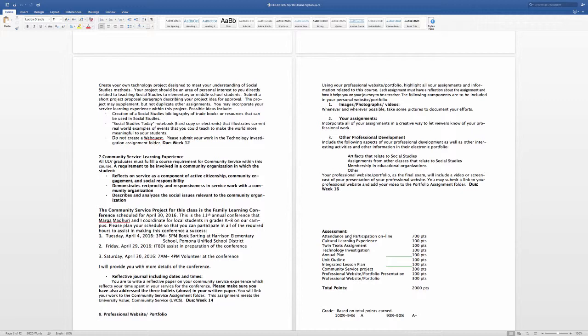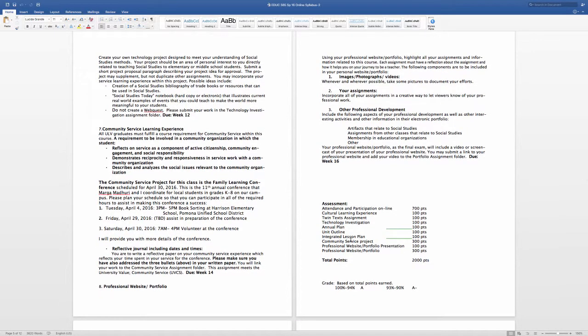You'll also need to clear for Tuesday, April 4th or Friday, April 29th. That's the day before the conference, the 29th is. The 4th is for a book sorting day. If you can do both, that's great. We need to put about 20 hours of community service in, and this is going to be your community service project, all of you, this semester.